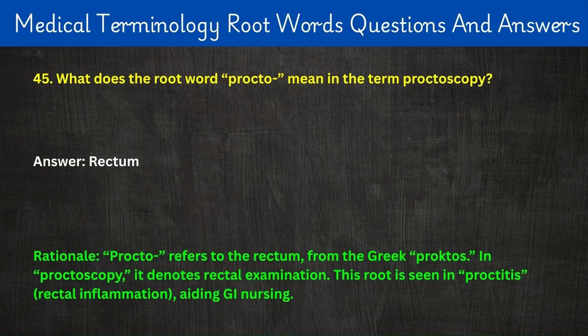45. What does the root word procto- mean in the term proctoscopy? Answer: rectum. Rationale: Procto- refers to the rectum, from the Greek proctos. In proctoscopy, it denotes rectal examination. This root is seen in proctitis, rectal inflammation, aiding GI nursing.